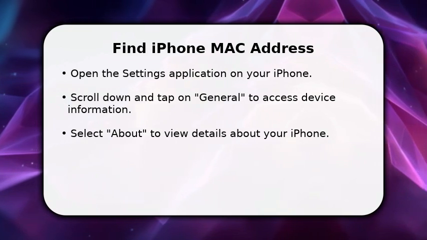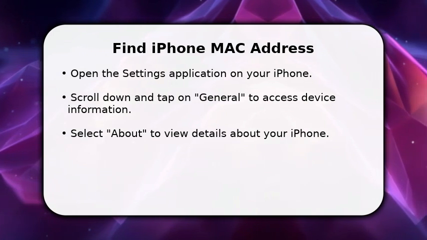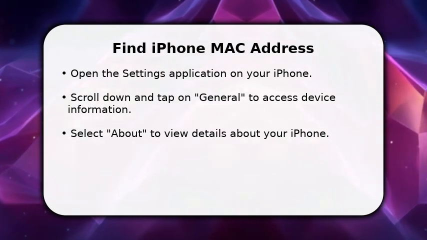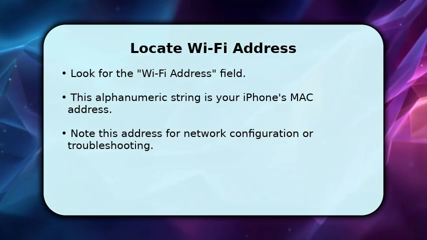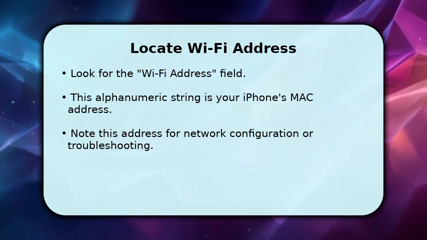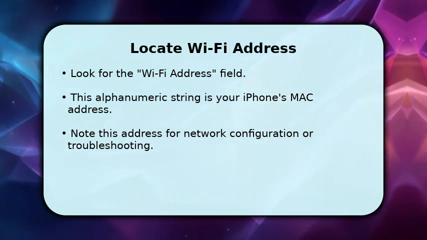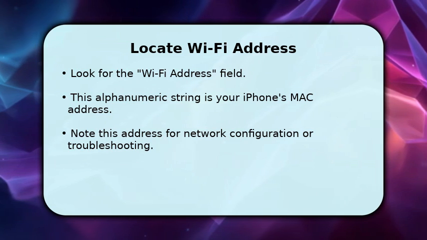After tapping General, you will see an option called About. Tap on About to proceed to the next step, where we will find the specific address we are looking for. Now that you are in the About section, scroll down until you see a field labeled Wi-Fi address. This unique alphanumeric string is your iPhone's Media Access Control, or MAC, address.